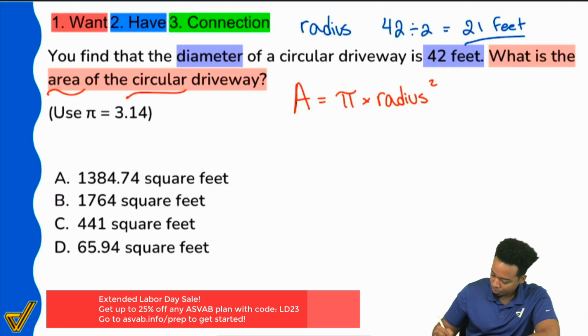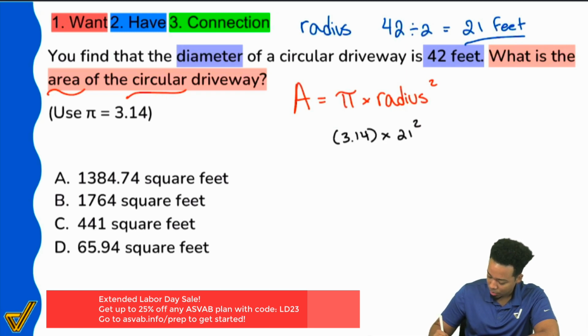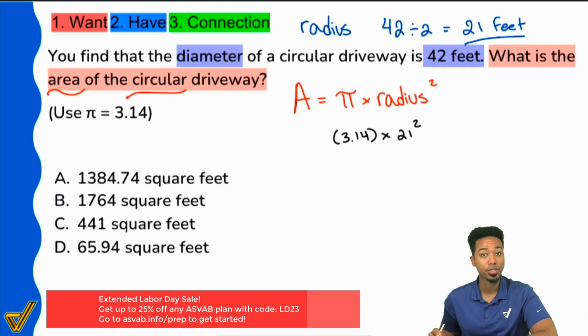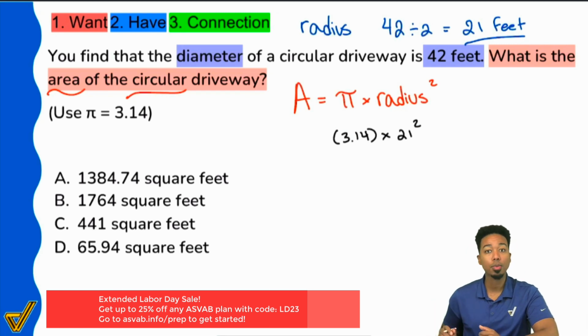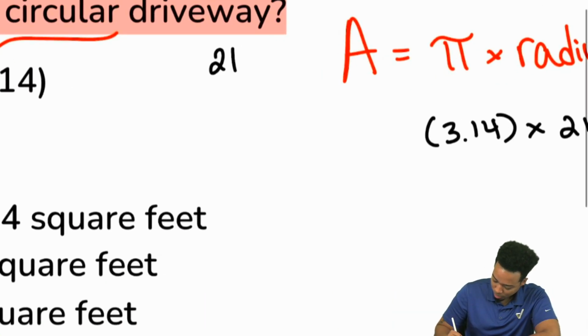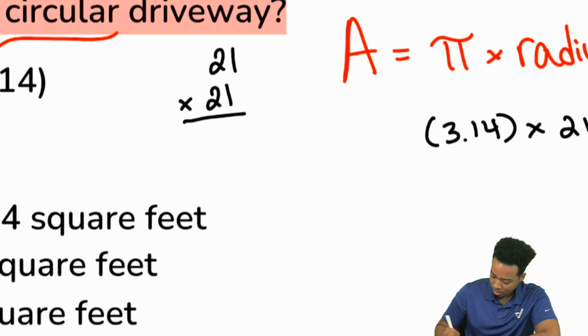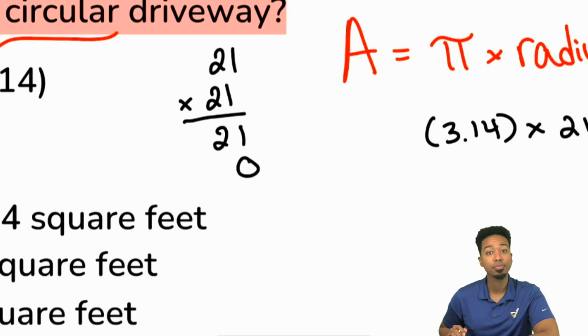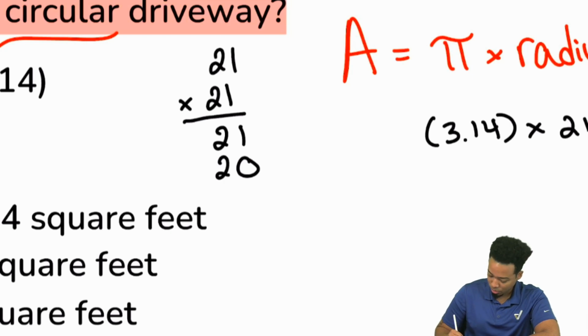So here we go. Pi, we're going to replace with 3.14. The radius is 21, and we are going to be squaring the radius. So let's go ahead and perform that now. What's 21 squared? That's going to be 21 times 21. So I will zoom in over here and do 21 multiplied by 21. So 1 times 1, 2 times 1, next line. Then we have 1 times 2 and 2 times 2.